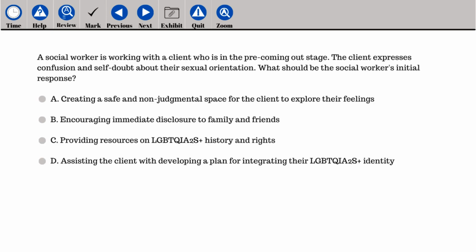A social worker is working with a client who is in the pre-coming out stage. The client expresses confusion and self-doubt about their sexual orientation. What should be the social worker's initial response? A. Creating a safe and non-judgmental space for the client to explore their feelings. B. Encouraging immediate disclosure to family and friends. C. Providing resources on LGBTQIA2S plus history and rights. D. Assisting the client with developing a plan for integrating their LGBTQIA2S plus identity.